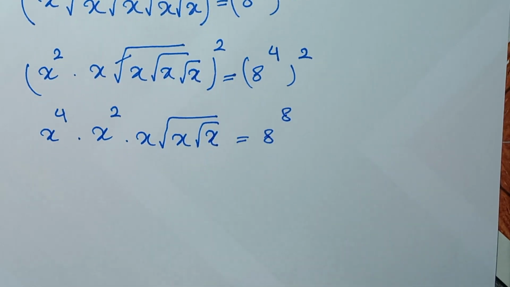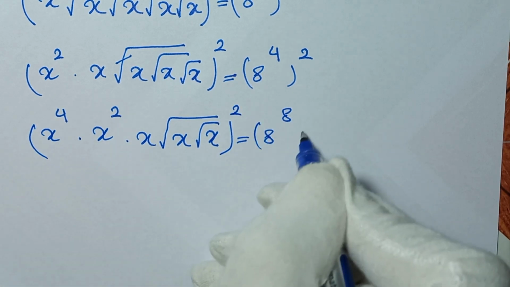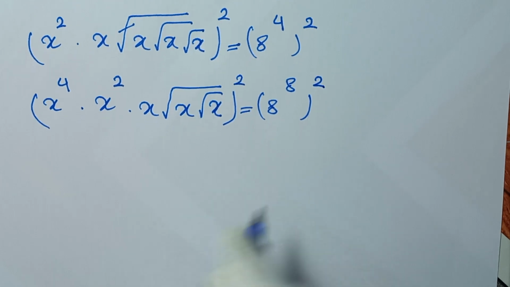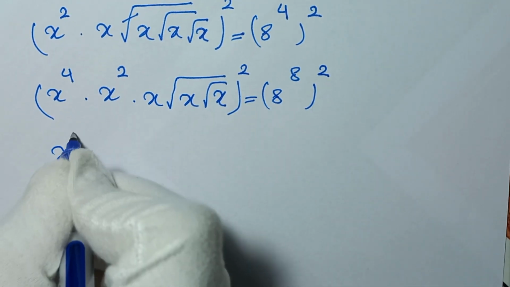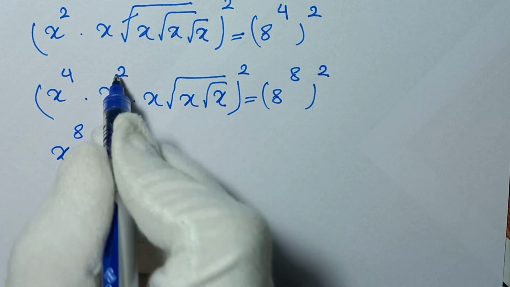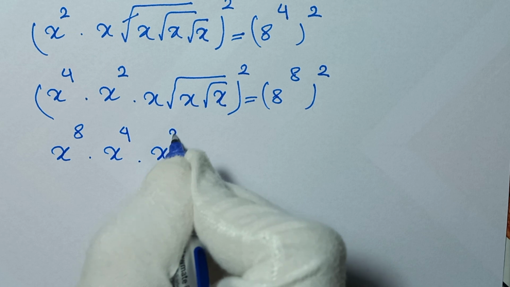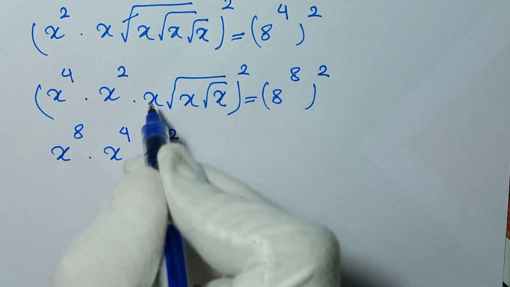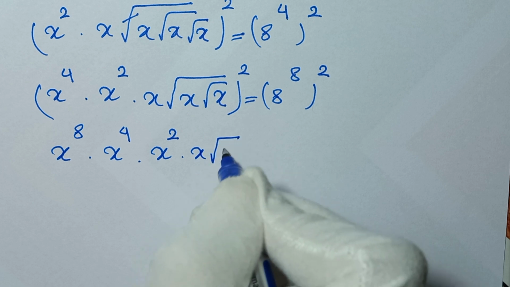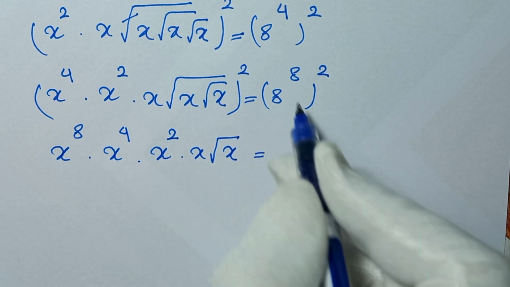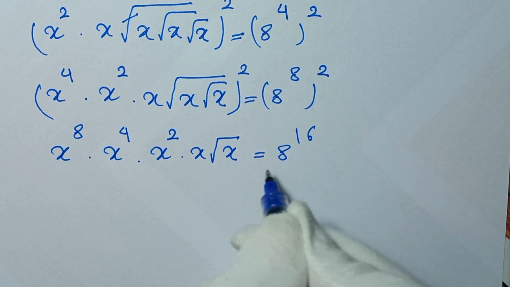And in the next step, again, we square both sides of this equation. So this to power of 2 and this to power of 2. It will be x to power of 4 to power of 2, which is x to power of 8, times x to power of 2 to power of 2, which is x to power of 4. And here we have x to power of 2. And this to power of 2, this square root will cancel, and it will be x times square root of x is equal to 8 to power of 8 times 2, that is 16.